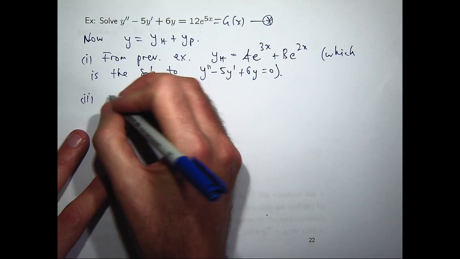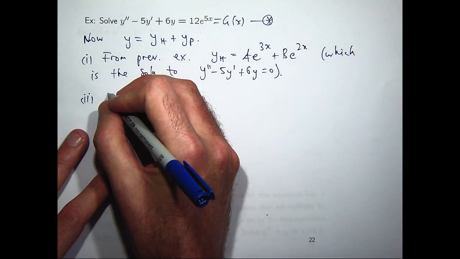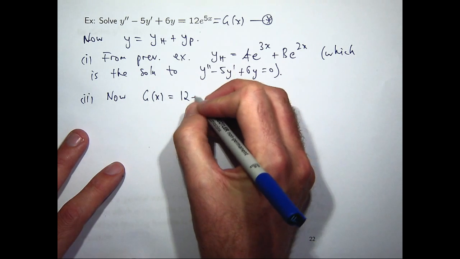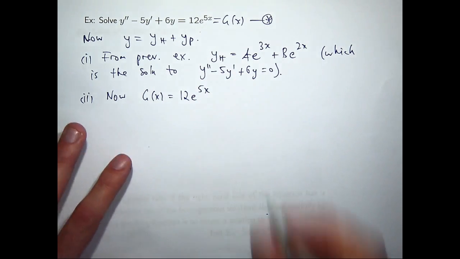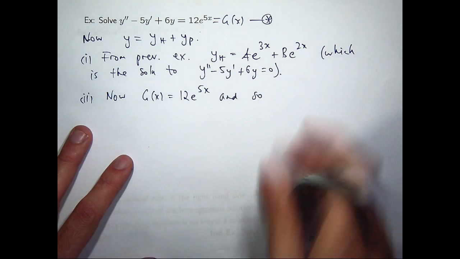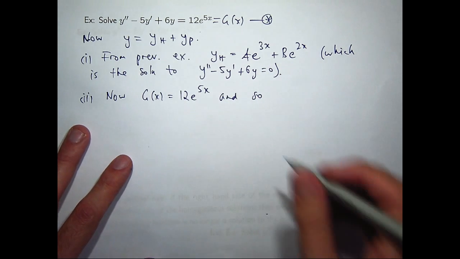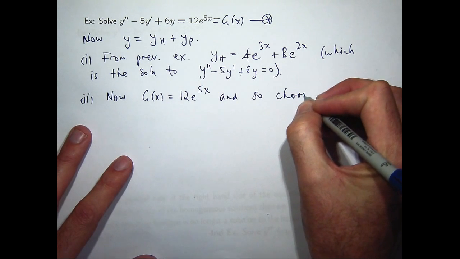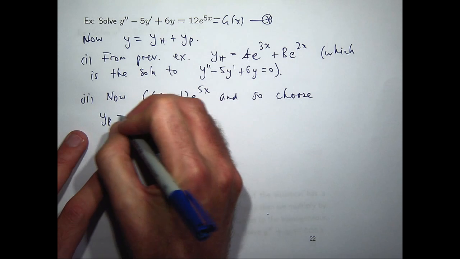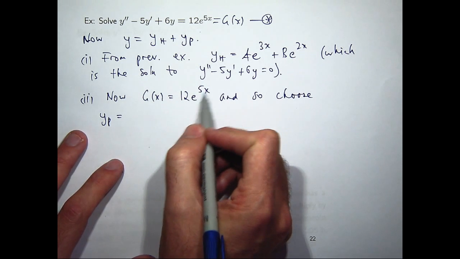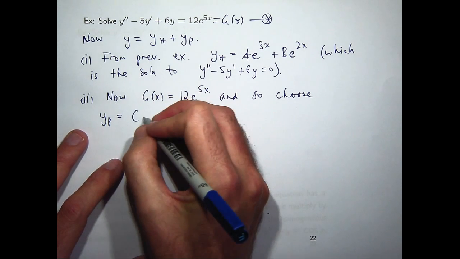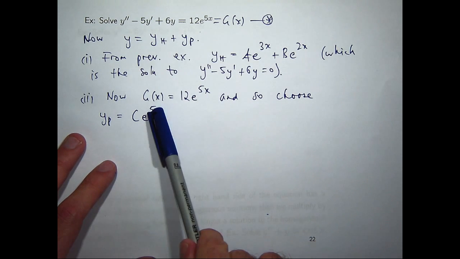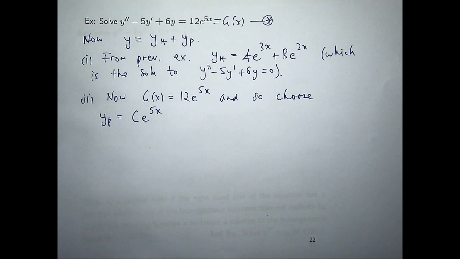Okay, so we look at the form of g of x. It's an exponential function. And what I'm going to do is use that to construct the form of my y sub p, my particular solution. So I'm going to keep the 5x, but just have a constant times e to the 5x. You want to keep the 5x, but just have an arbitrary constant at the front.